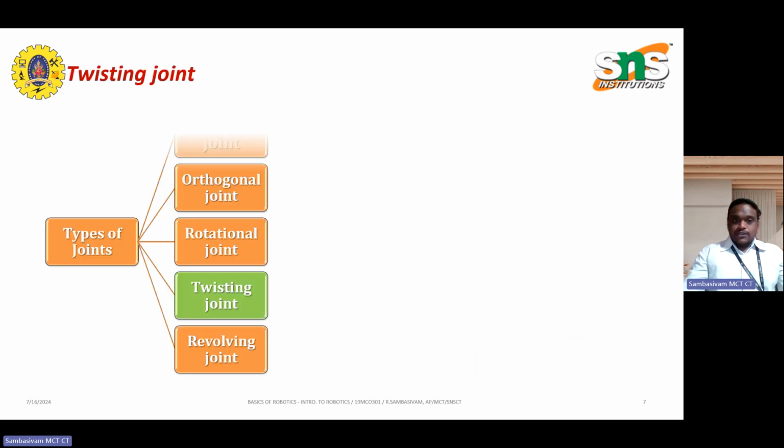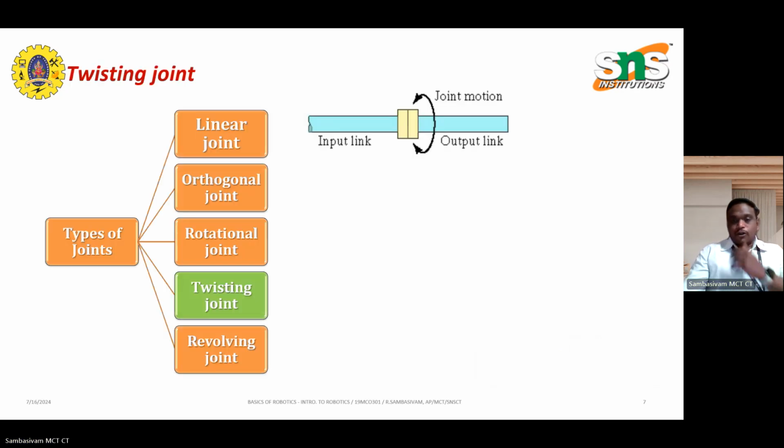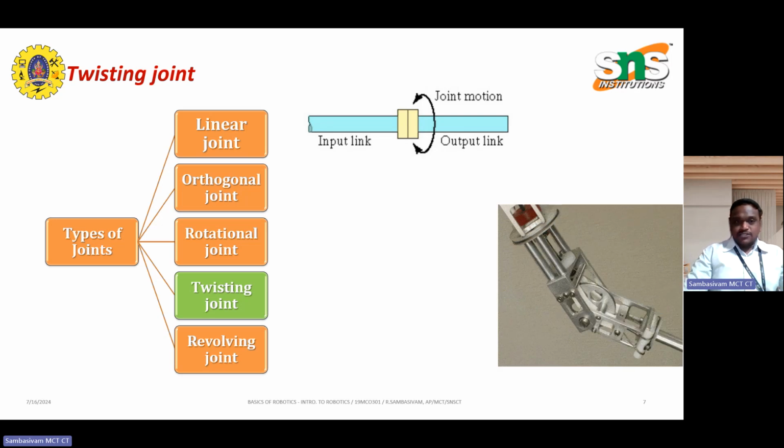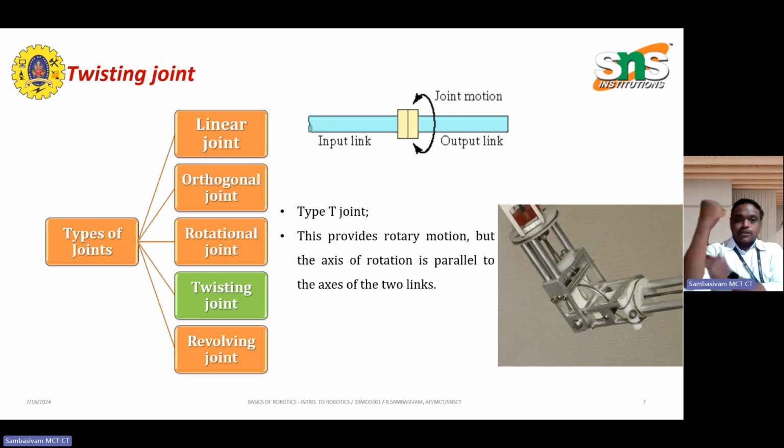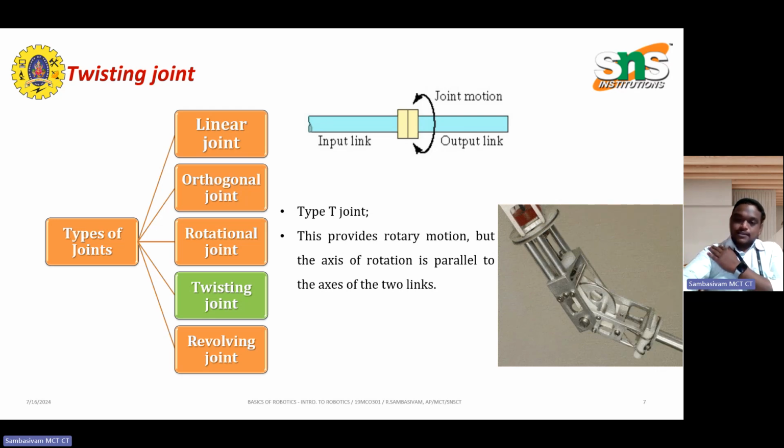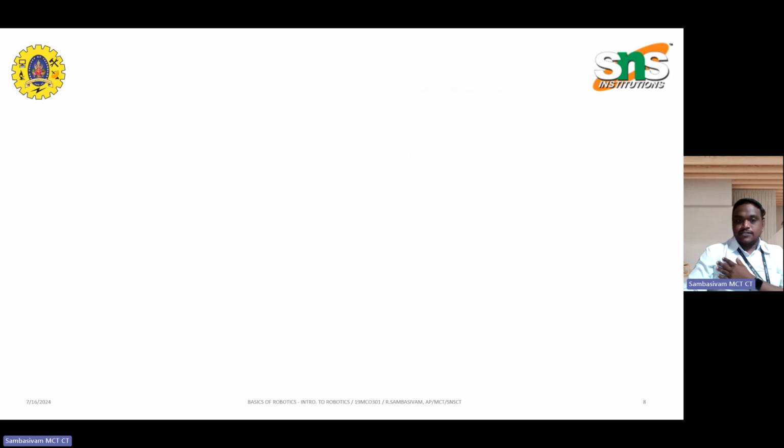Then moving towards the twisting joint. What do we mean by twisting joint? The picture itself shows the movement of twisting. This is said to be a T joint. This provides rotary motion, but the axis of rotation is parallel to the axes of the two links. It is similar to our arm joint, which tends to move in an L shape, where we can twist the arm.